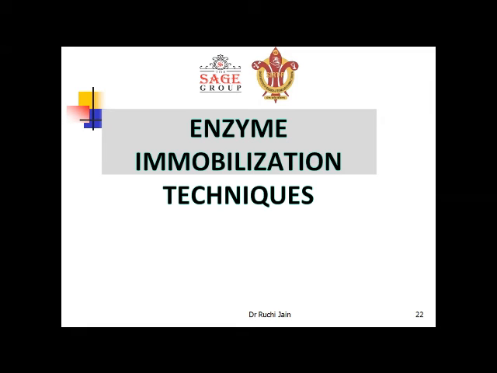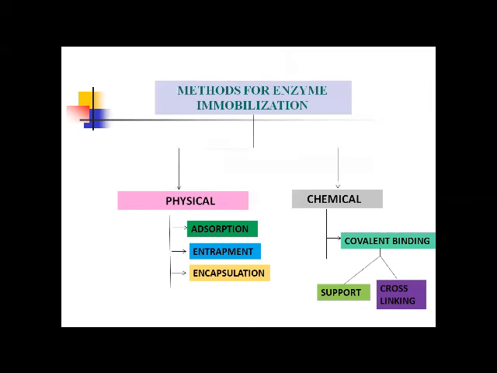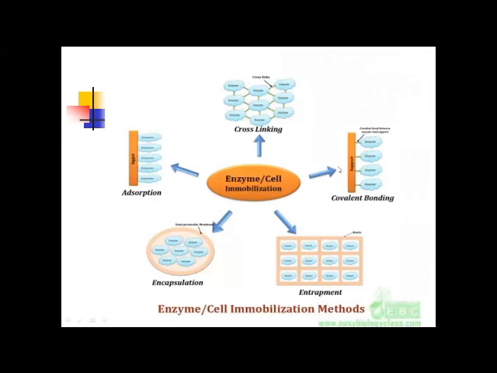But what are the various techniques which we are using for enzyme immobilization? They are divided into two types, physical or chemical. In physical, we will see adsorption, entrapment, and encapsulation techniques for immobilization of enzymes. In chemical, we will see covalent bonding, which is further divided into support covalent bonding and cross-linking type of binding to immobilize the enzymes.